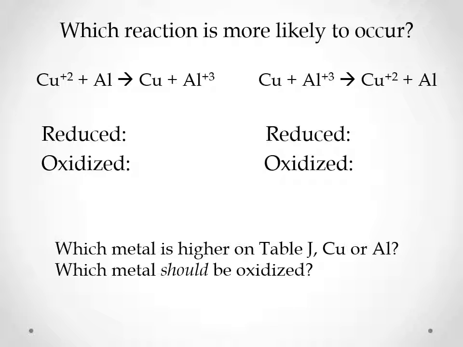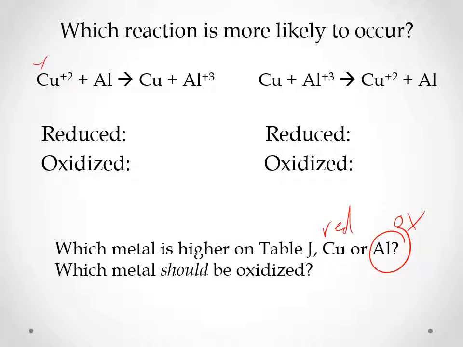And looking at my reference table, I'm just going to pull this up on the other page here. I see Al is roughly in the middle of the table with copper all the way at the bottom. So Al is higher. Al really should be the one that gets oxidized, and copper really should be the one that gets reduced. We're going to now see what actually happens here and see which reaction is most likely to happen.